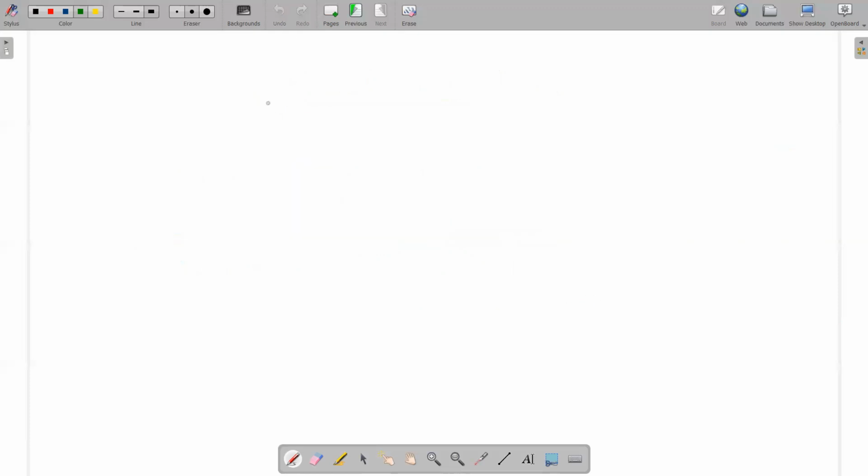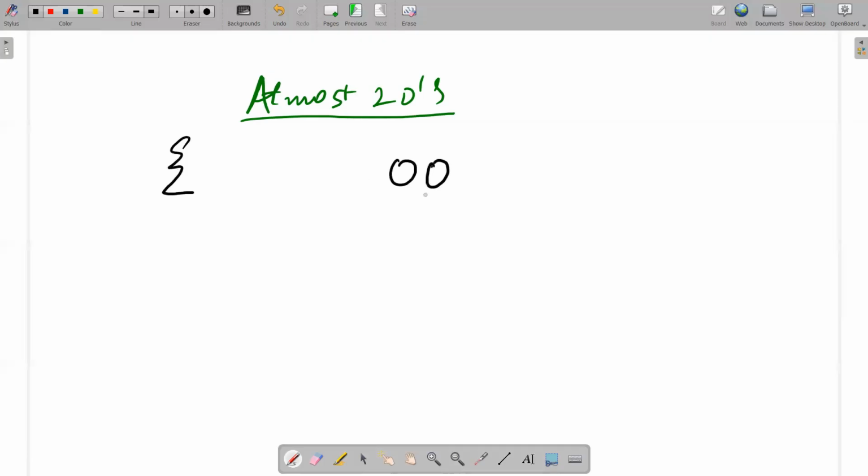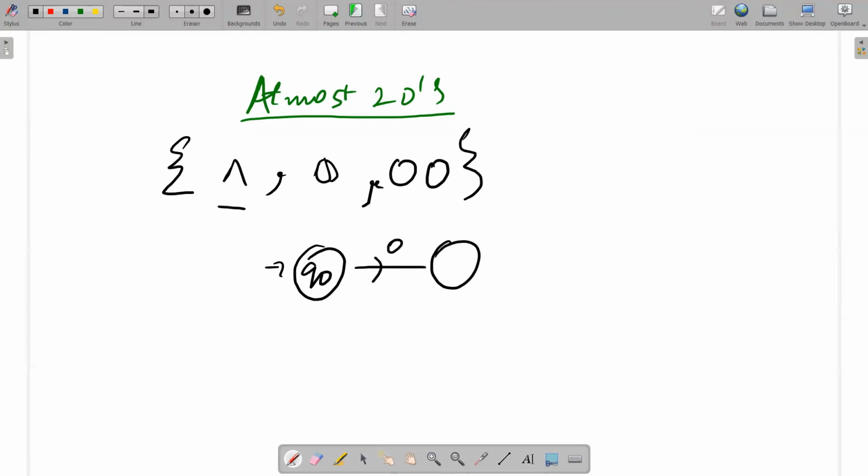Last, not the least, we have the question of at most 2 zeros. Guys, at most 2 zeros, how we will do this kind of question? Firstly, at most 2 zeros means maximum 2 zeros are there. Minimum 0 zeros can be there. So 0 zeros I'm representing using null. So it means Q0. Let's create a generalized automata with at most 2 zeros.